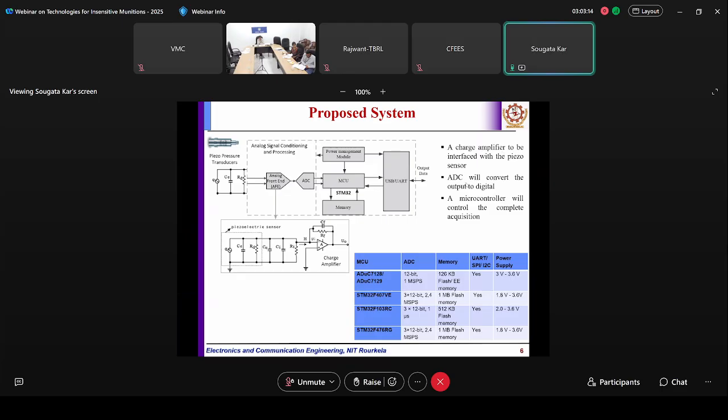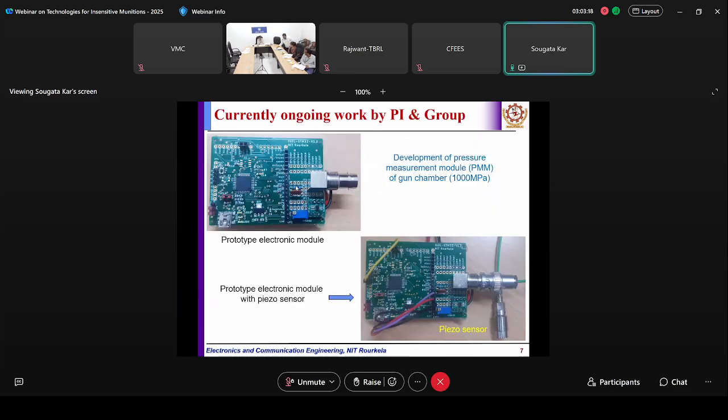In our currently ongoing work, we have developed a customized STM32-based board ourselves. The middle one, this IC, is the microcontroller, and we have made the custom board. Here is the sensor connection, and you can see one piezo sensor, a PCB 6312 sensor. This is for the 1000 megapascal range. We have already developed this, and the testing is going on.